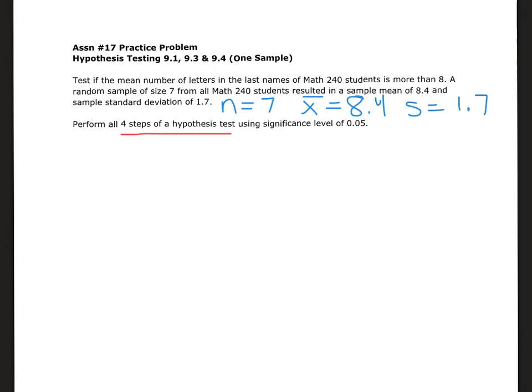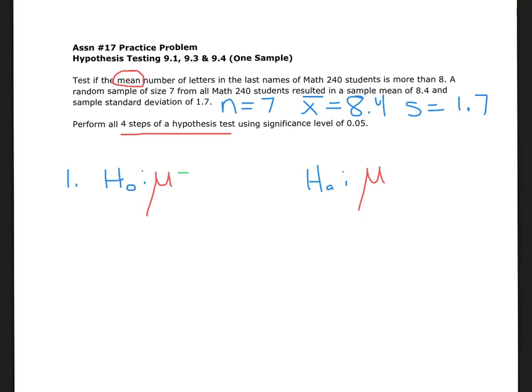The first step is to write down the hypotheses, the null hypothesis and the alternate hypothesis. For the hypotheses, we have to fill in what is the parameter that this is about. Well, the parameter is the mean, because we're testing about the mean number of letters. So we put mu in there for both of those. The second thing we want to figure out is what is the symbol that is going to go along with mu to give us what the test is?